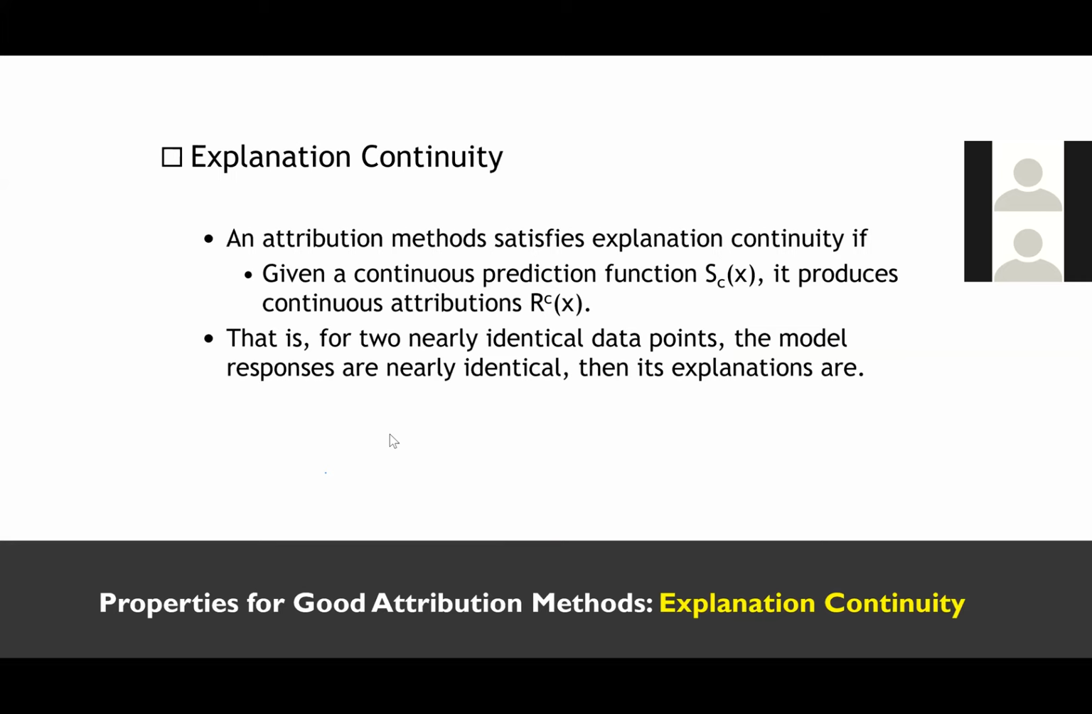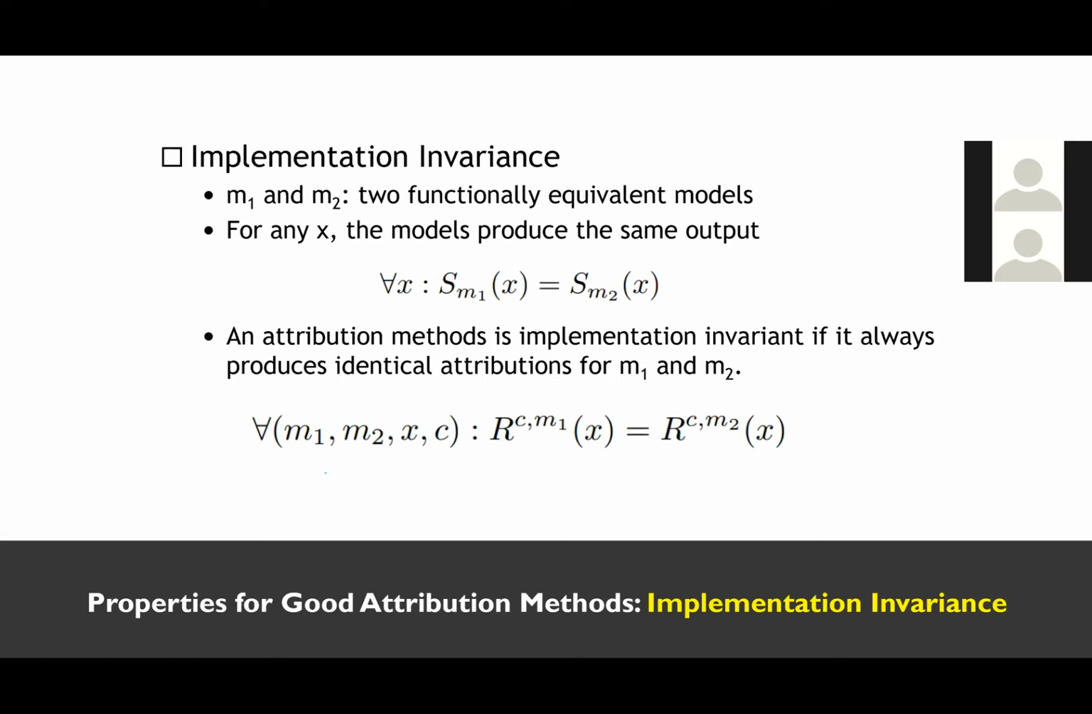Another important one is implementation invariance. Of course, this is very hard to achieve. Suppose that we have model one and model two, functionally equivalent models. For any data X, the model produces the same output. So whatever data input X we give, even if the two models have different implementations, they will provide an identical output. An input attribution method is implementation invariant if it always produces identical attribution for M1 and M2.